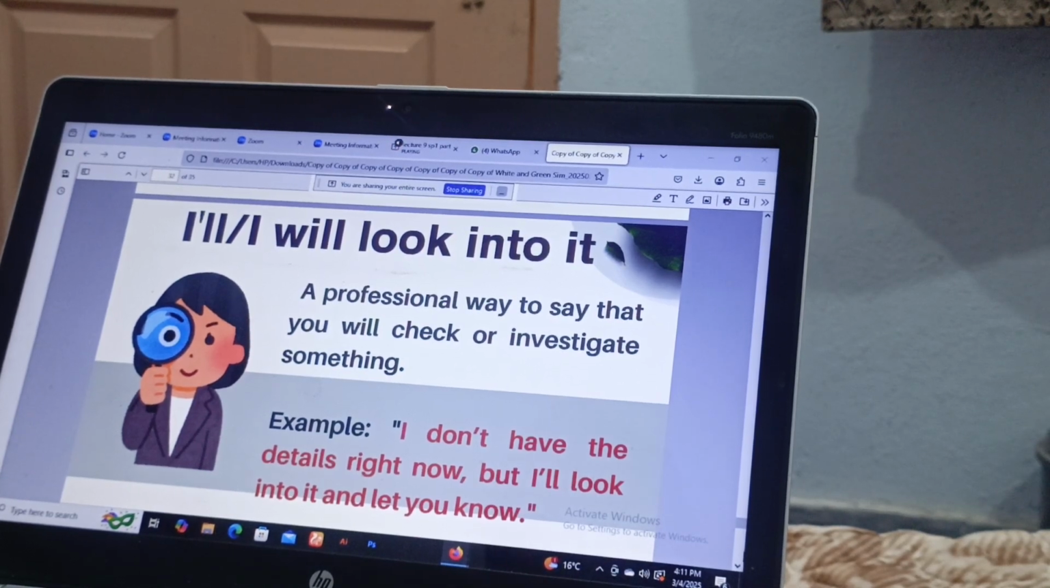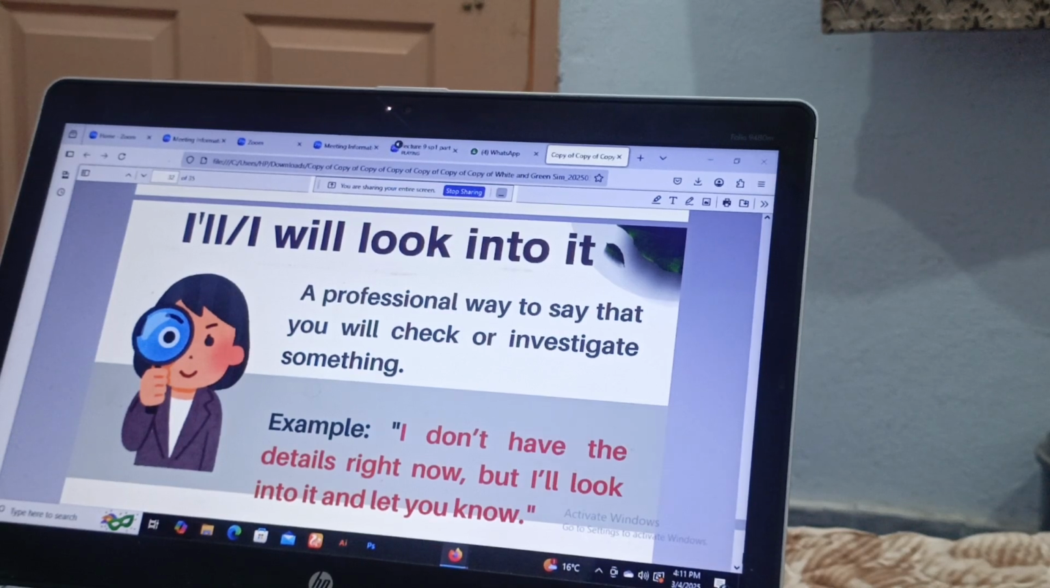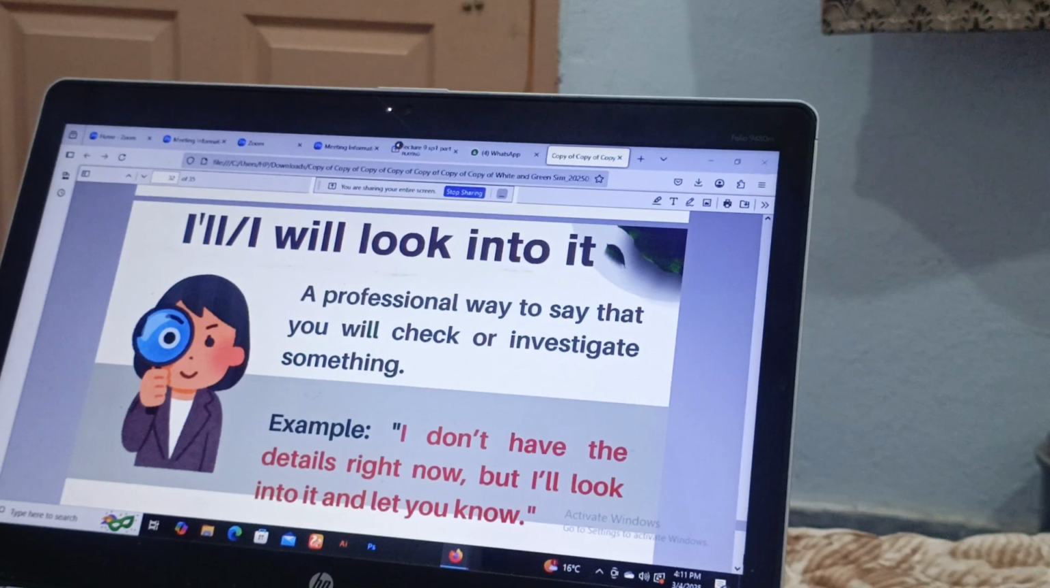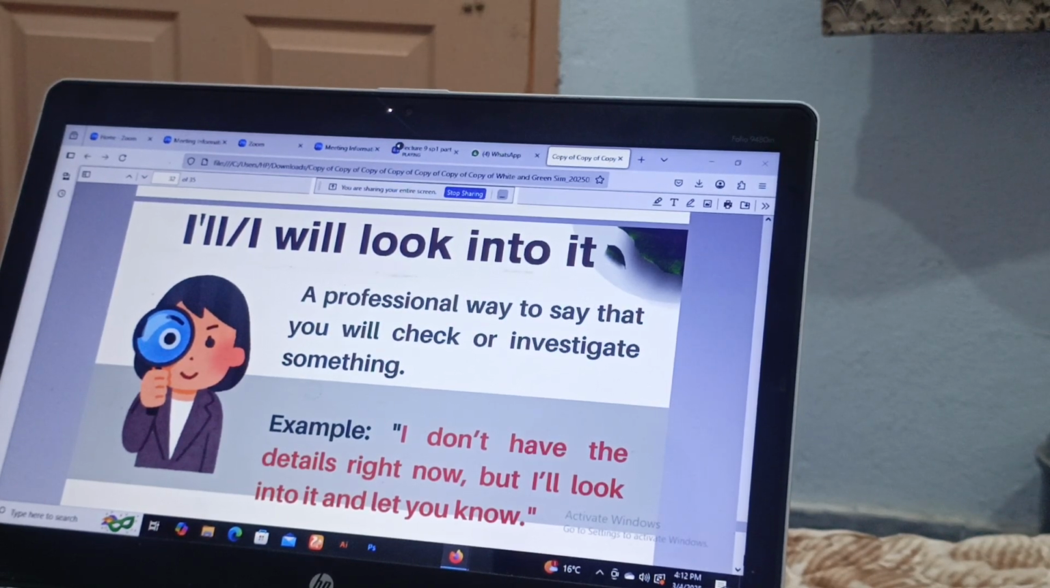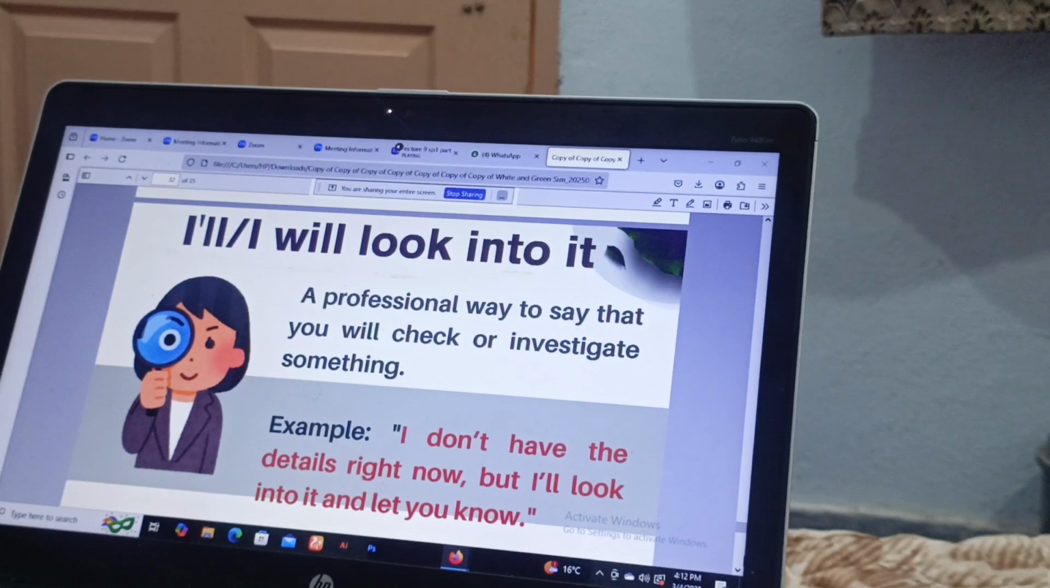Say that I'll check it, I'll discuss it. Yeah. So, can you read the example in red? Yes. I don't have the details right now, but I'll look into it and let you know. Okay, let you know. Good.